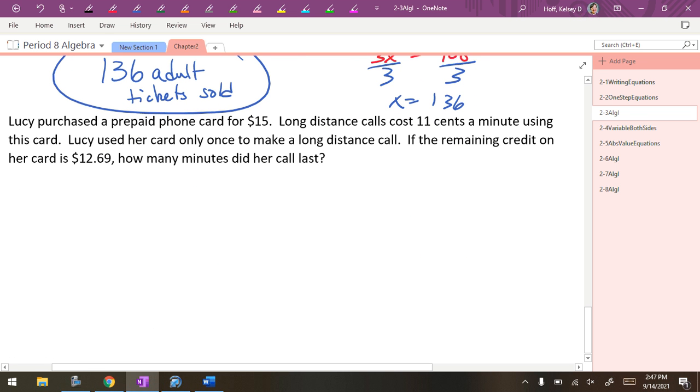Lucy purchased a prepaid phone card for $15. This is old technology, things you guys never even heard about. It looks like a gift card and it's got a number on it. And you pick up a payphone or somebody's landline when you used to have to pay for long distance calls. You guys don't even know what a landline is. Half of you can't even dial out of the high school. Stop talking every time I do.